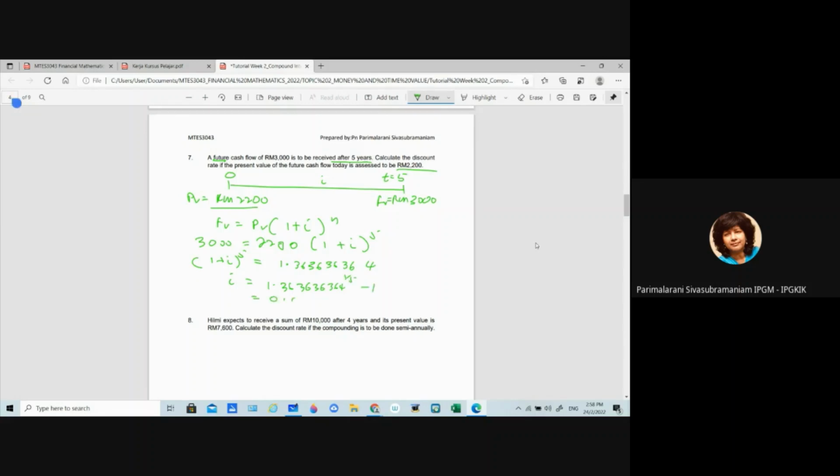So you get 0.063995. So now you can round it up. So I is equals to 6.40%. Percentage, take 2 decimal places enough, okay? So therefore, the discount rate is 6.40%, okay?